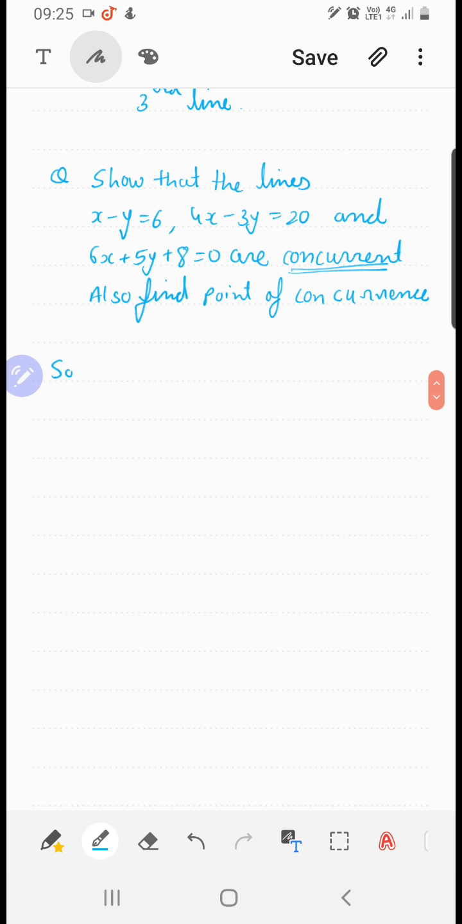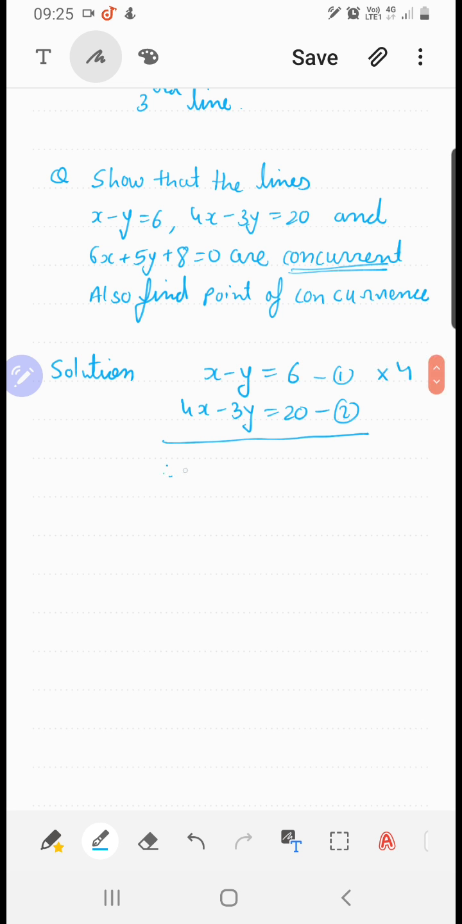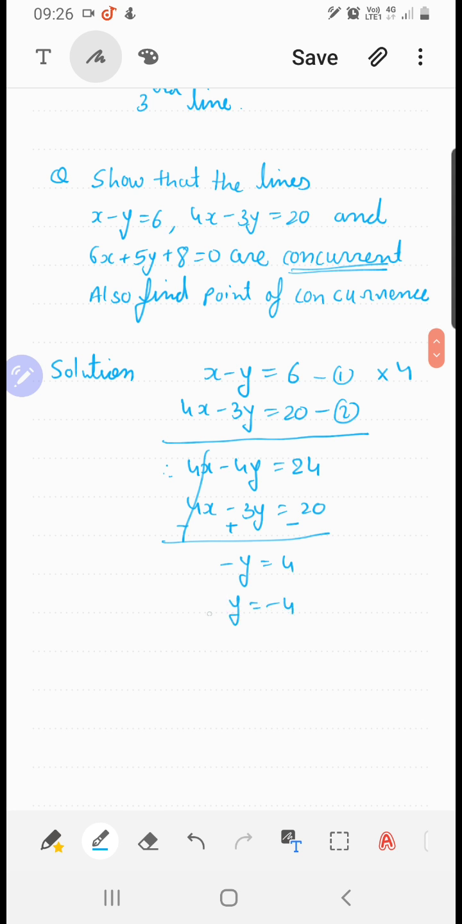Okay, so in the solution what we do is we take any two equations. So let us say consider x minus y is equal to 6 and 4x minus 3y is equal to 20. This is equation number 1, this is equation number 2. To solve them simultaneously, we multiply equation 1 by 4. So what I get is 4x minus 4y is equal to 24, and the second equation remains as it is. Now we subtract the equations. What I get is 4x gets canceled. I get minus y is equal to 4. So y is equal to minus 4. Okay, so we got the value of y.